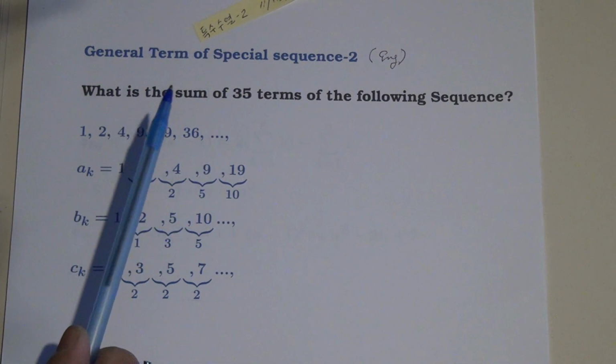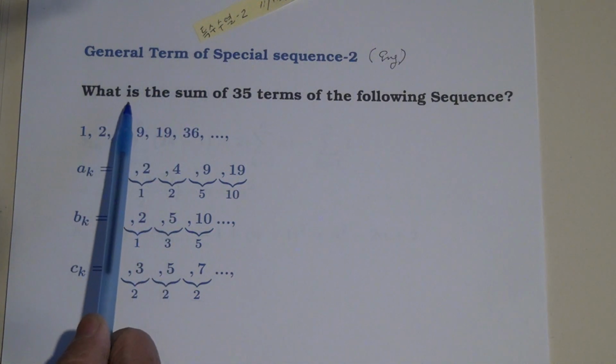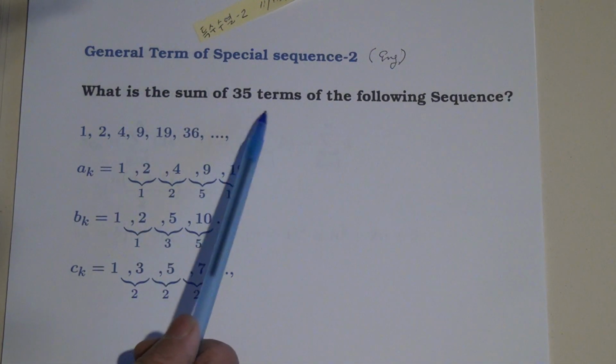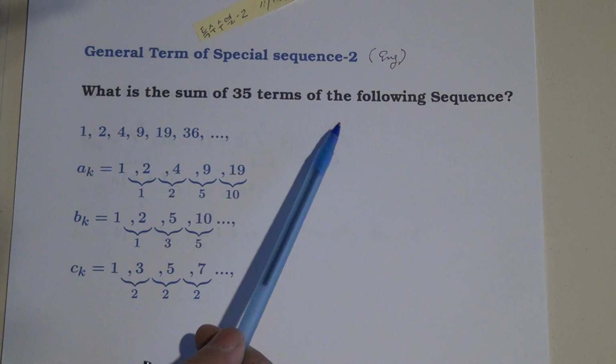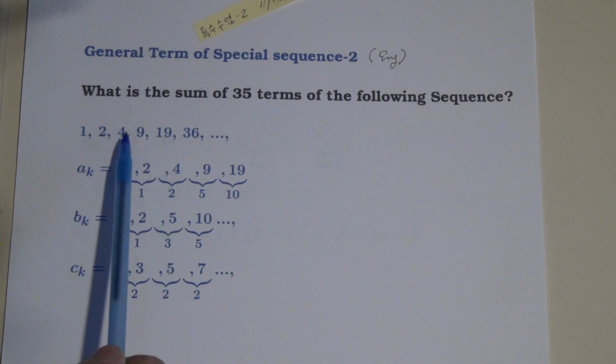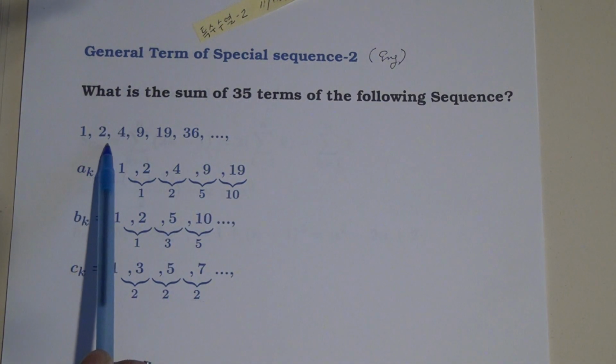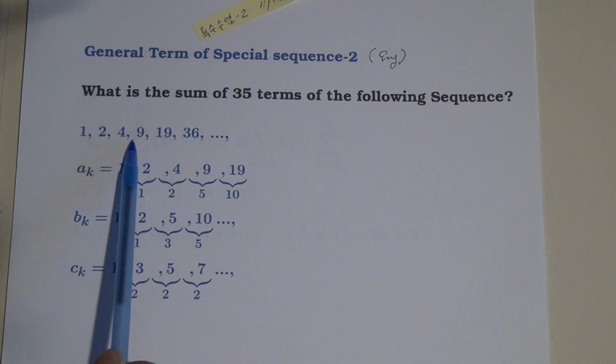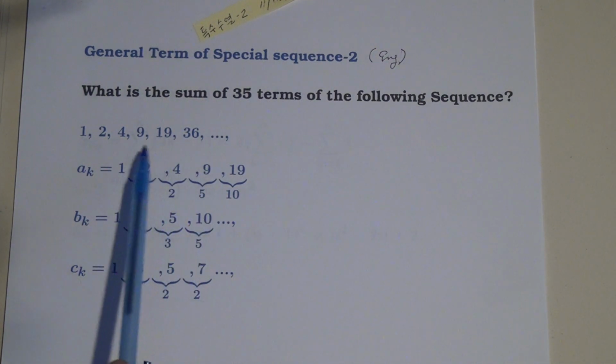Okay. The question is given. What is the sum of 35 terms of the following sequence? You have here 1, 2, 4, 9, 1936.